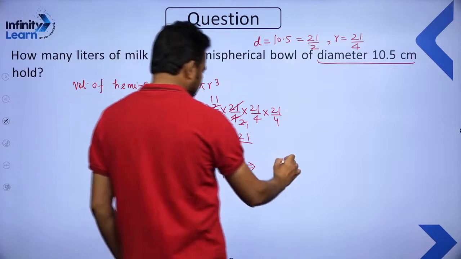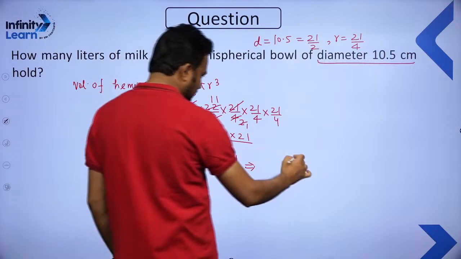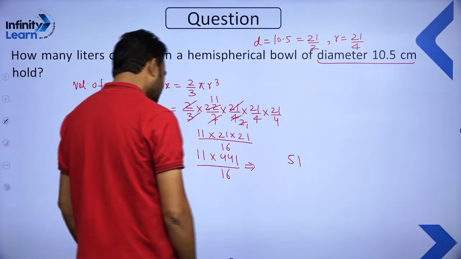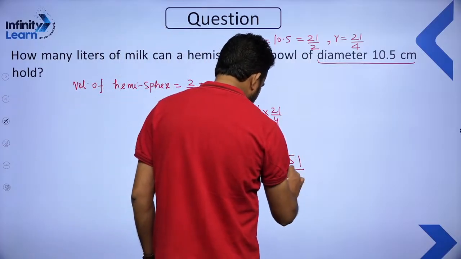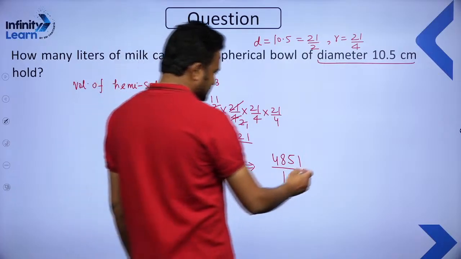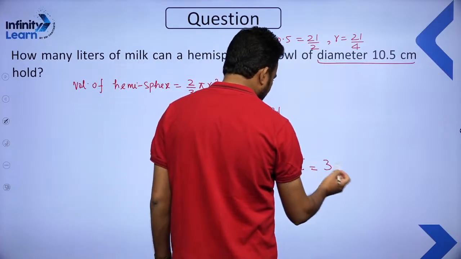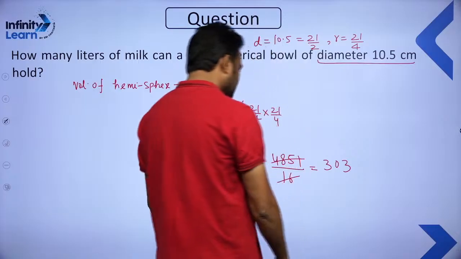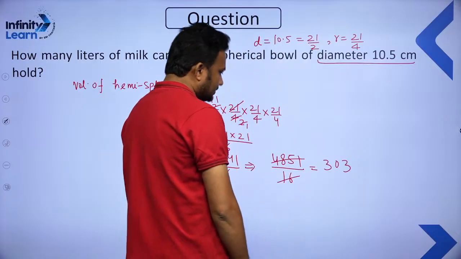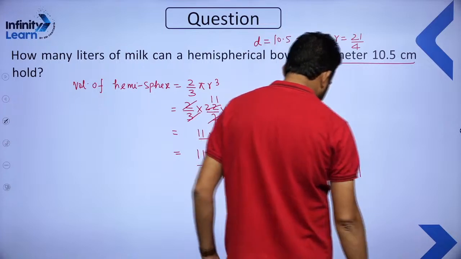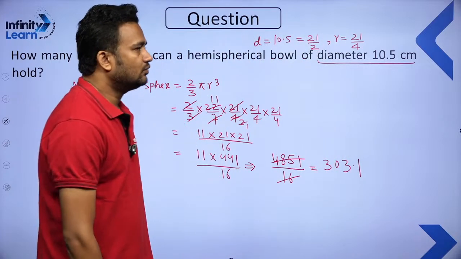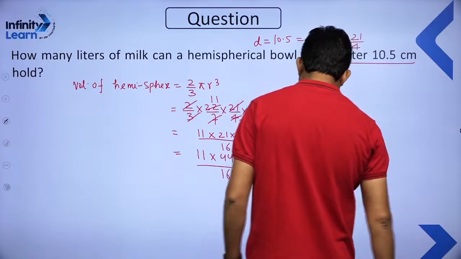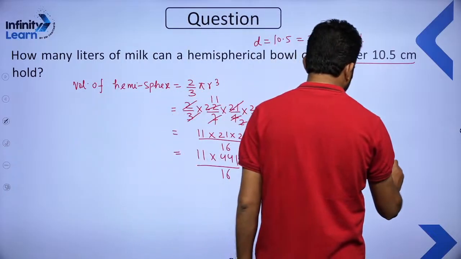So 11 ones are 11. 11 fours are 44 plus 1 is 45. 11 fours are 44. 44 plus 4 is 48. Divide by 16. So let us divide by 16. So we'll get 16 3s are 48. Then 16 1s are 16. Then 140. So 16 8s are. So this will be the final answer. This will be in centimeter cube.